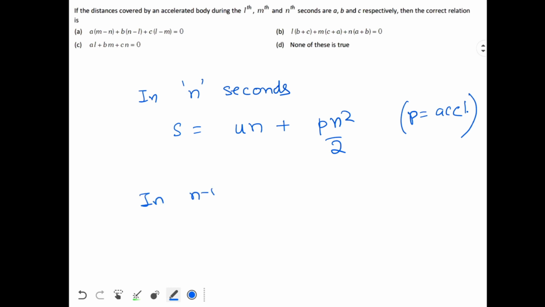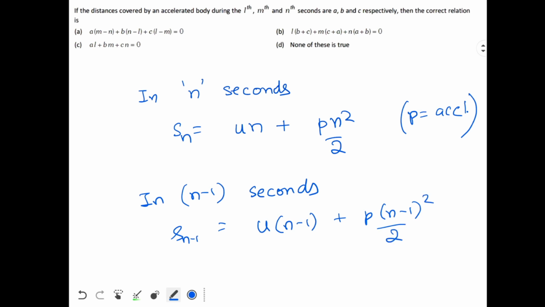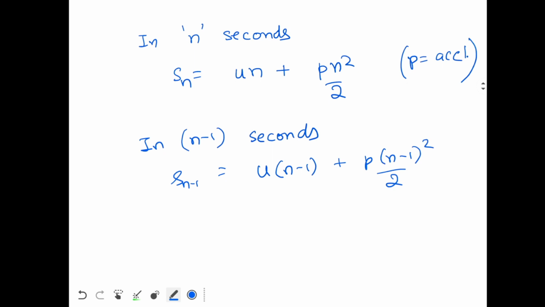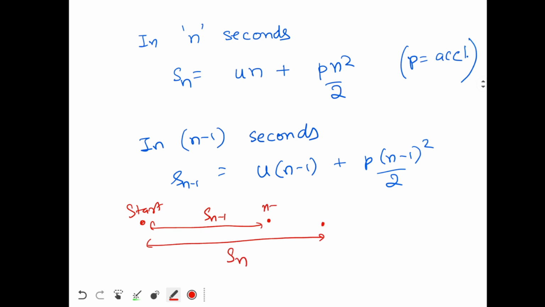So in n minus 1 seconds, what will be the displacement? So this is Sn, and Sn minus 1 will be u times n minus 1 plus p times n minus 1 whole square by 2. So this is your starting position. This is the displacement in n minus 1 seconds, and this is the displacement in n seconds. So at n minus 1 you are at this point, at n seconds you are at this point. So what is your displacement in the nth second?